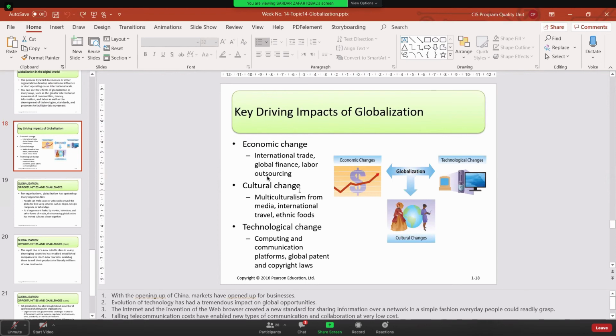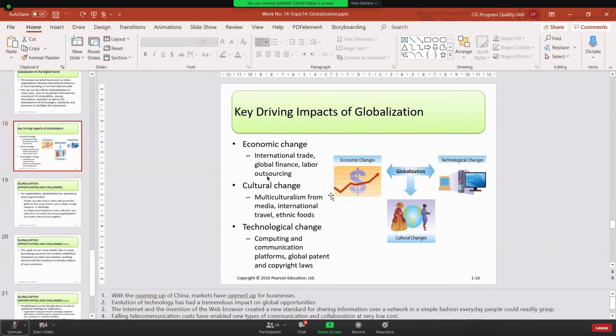Then cultural change, multiculturalism from media, international travel, ethnic foods. So this is also one of the drivers that push you, because now with the technology, all countries can share everything easily. So that is forcing you to go for globalization.